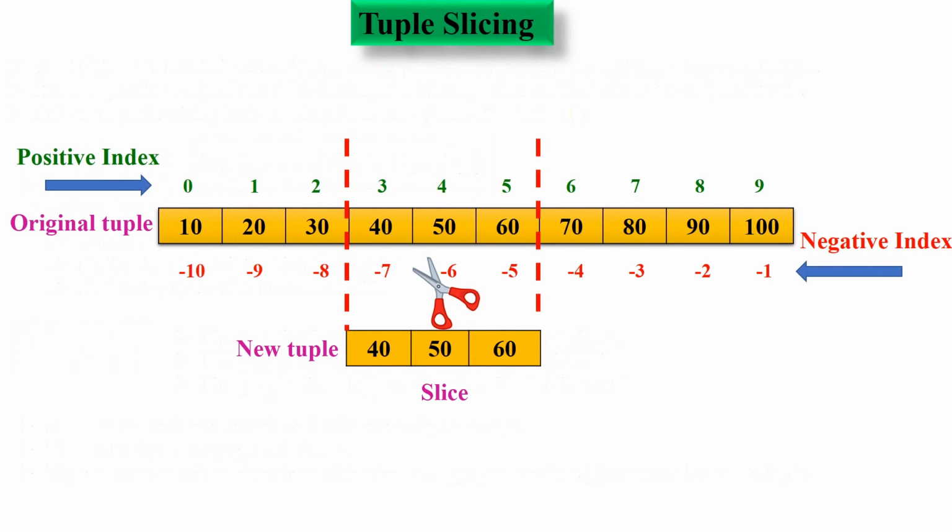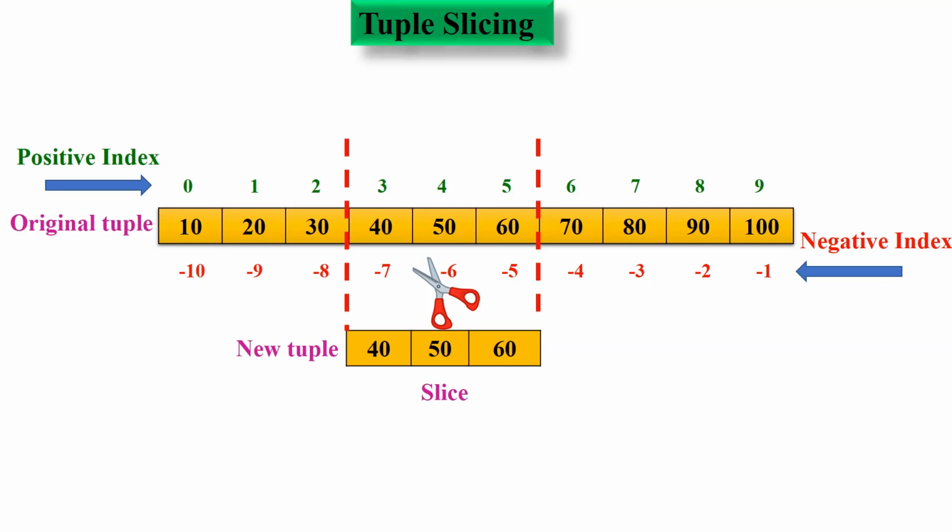Now, look at the picture, how tuple slicing is done. Tuple slicing is a technique used to extract a portion of a tuple by specifying a range of indices. It allows you to create a new tuple that contains a subset of elements from the original tuple. In this picture, if we consider the positive index, that is forward indexing, index 3, 4, 5 are sliced and a new tuple with elements 40, 50 and 60 is formed. If we consider the negative index of step -1, that is backward indexing, it means to increment the index every time by -1, meaning it will traverse the tuple by going backwards.